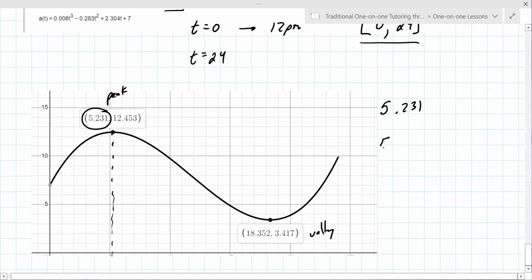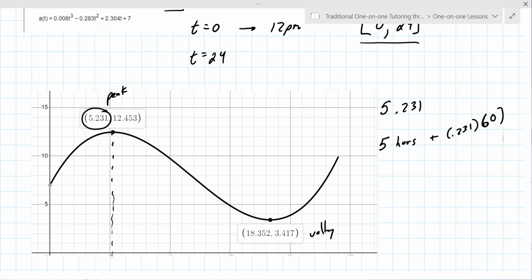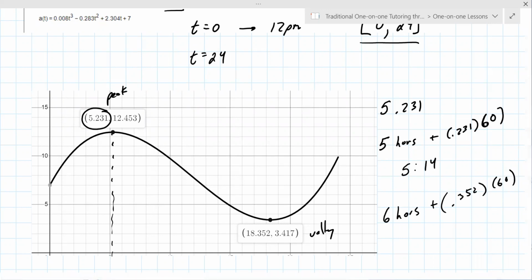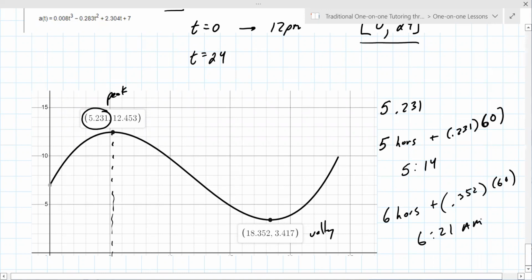So it's 5.231 hours. That's 5 hours, plus you take that 0.231 and multiply it by 60 to figure out the minutes. I believe that'll get you to 14 minutes. So 5:14. And then this is 18 hours later, that's a full 12 plus another 6. So we'll call it 6 hours plus the 0.352 times 60, and that'll give you about 21 minutes. So 6:21 a.m. and p.m.